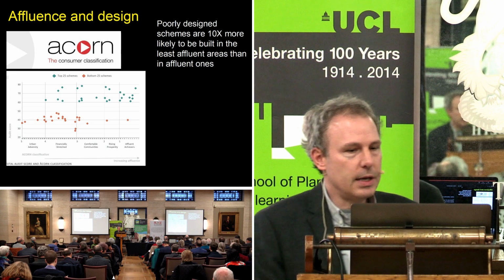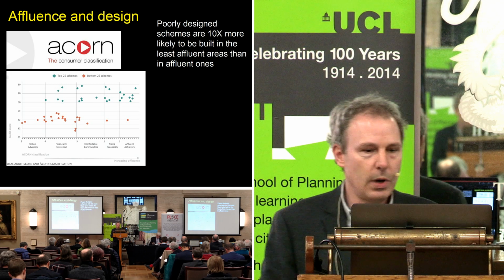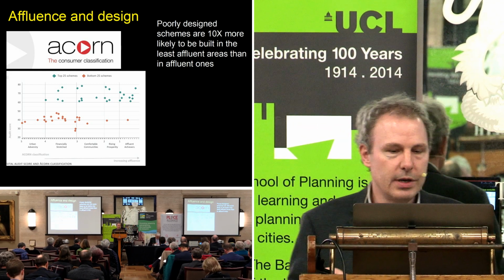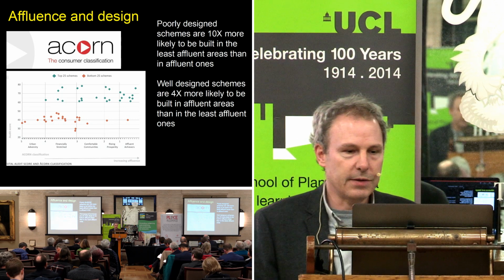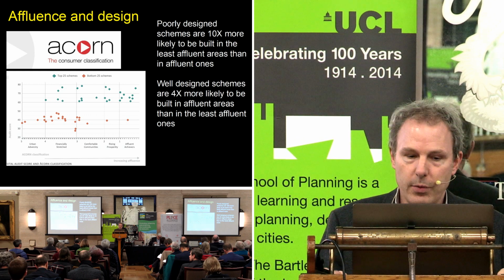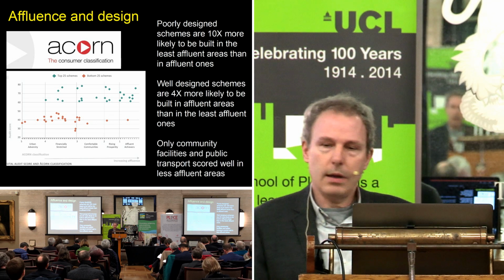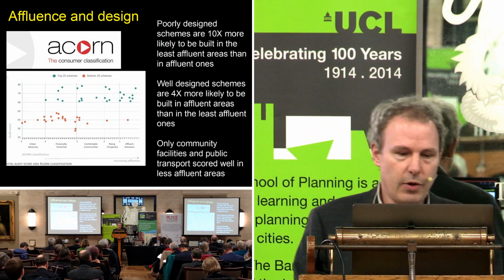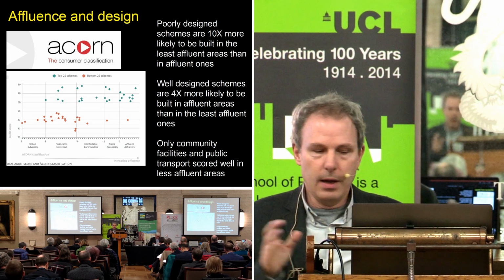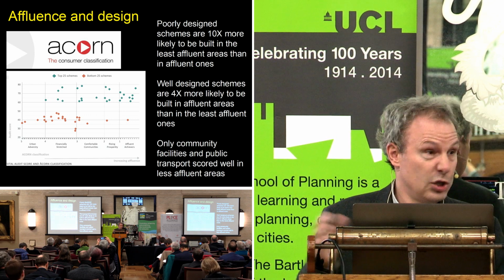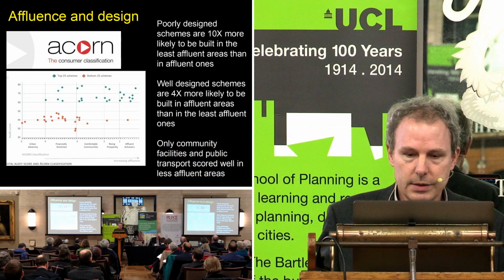What we see is that poorly designed schemes in our audit are 10 times more likely to be built in the least affluent areas than in the affluent ones. And well-designed schemes are 4 times more likely to be built in the affluent areas than in the least affluent ones. The only elements that perhaps escape that to some degree are community facilities and public transport, which scored much better. It didn't score better than the affluent areas, but scored better than other elements in the least affluent areas.